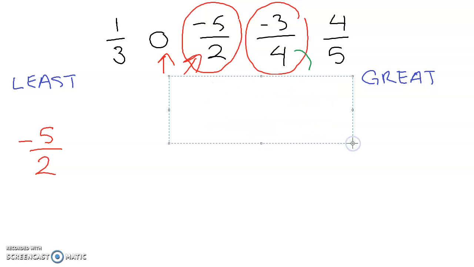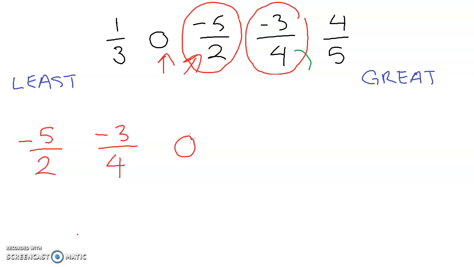Okay, now that we've done that, we know that the one right next to the 5 halves is going to be our negative 3 fourths, because that is the only other negative fraction that is there. We know negatives are smaller than 0 and smaller than the positives. So between my negatives and my positives is going to be 0, because if you think about it on a number line, you have 0, you have all your positive numbers, and then you have all your negative numbers. So when I am switching from the negative numbers to the positive numbers, I know that I'm going to have to go past 0 first. So that is why my 0 is going to be in the middle here.